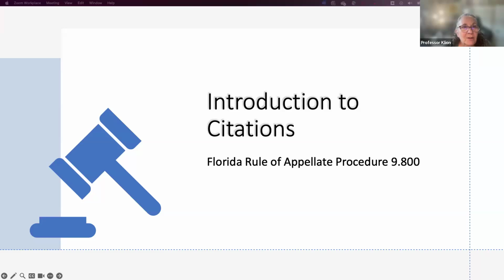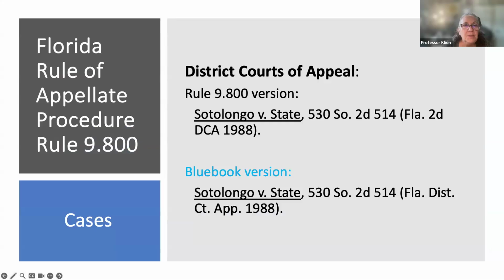Well, what I want to point out to you is for 9.800, there's only two things that really change. There are some minor things, but in your everyday usage, there are two things that are different. So let's get started. So the first thing that's different is the way you recognize the courts at the end of a citation.